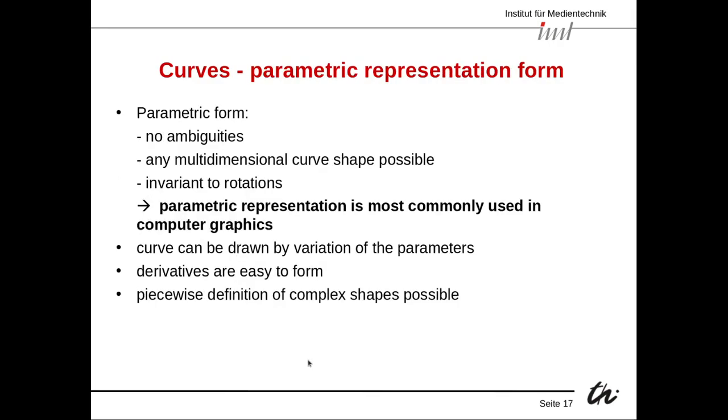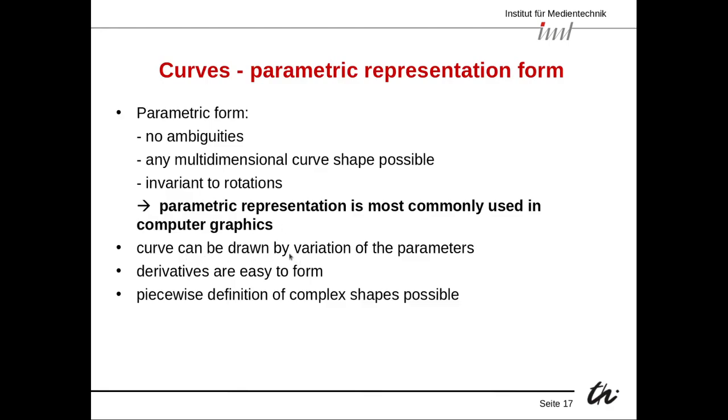Then we have the parametric representation form. Here we have no ambiguities because we just have functions for each of the coordinate values. Any multi-dimensional curve shape is possible, and it's invariant to rotations. That means the parametric representation is most commonly used in computer graphics. Having a function for each coordinate value is the most convenient representation.